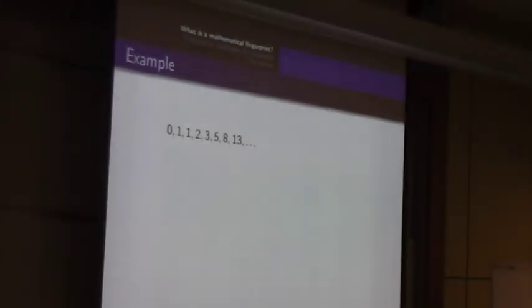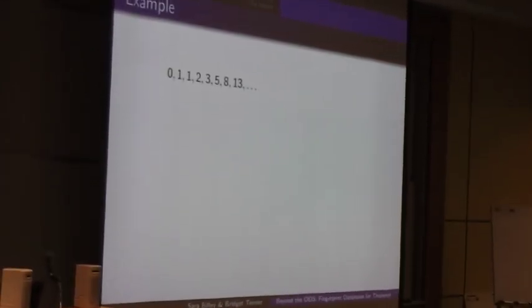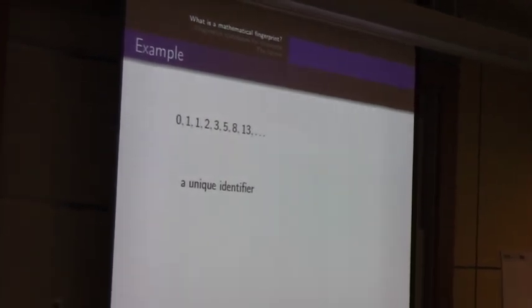Here's a sequence of numbers that appears in the OEIS, absolutely. And I'm going to call this a fingerprint. But what does that mean? Well, it's a unique identifier. It's a way of describing some object or some class of objects. And in fact, this particular identifier can be associated with several different classes of objects, as you might suspect. And here's one.